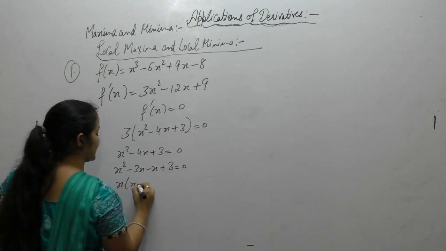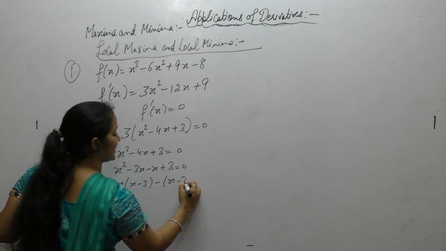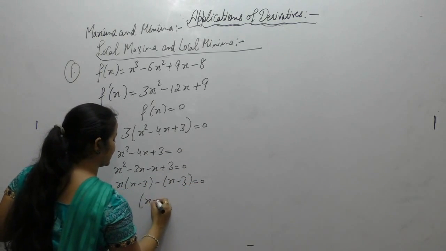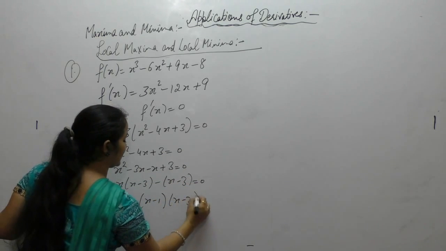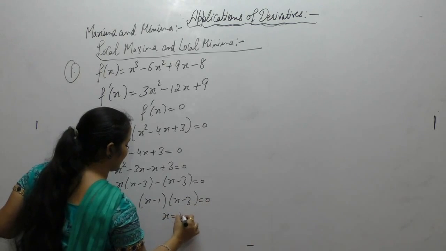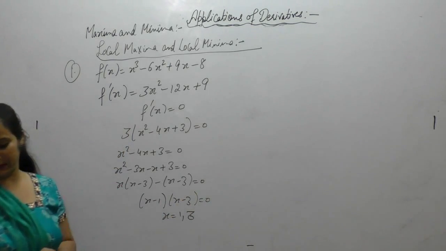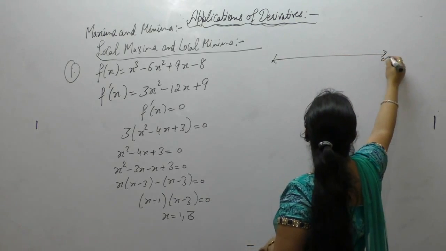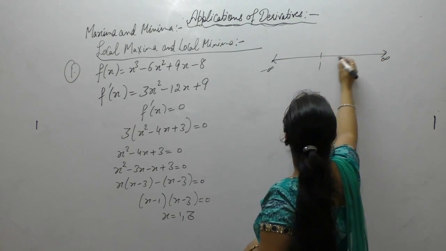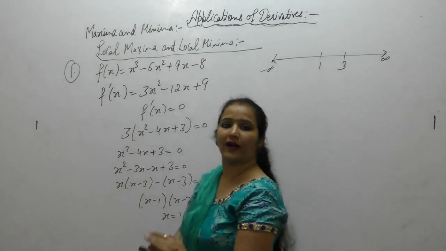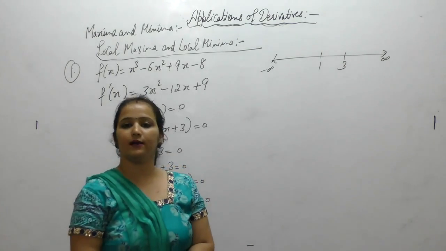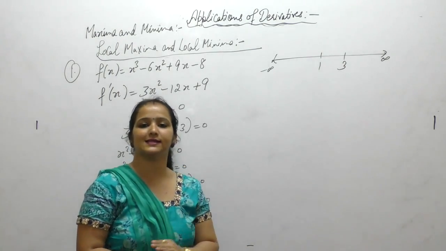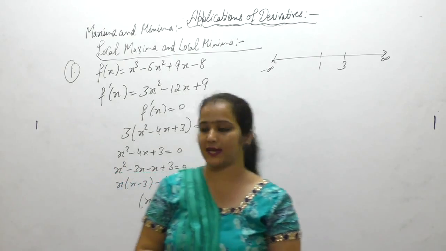So x minus 1, x minus 3. So we get the points as 1 and 3. Clear? Now draw these points on the number line, 1 and 3. To find the point of local maxima and local minima, we have to check the sign of f dash x.